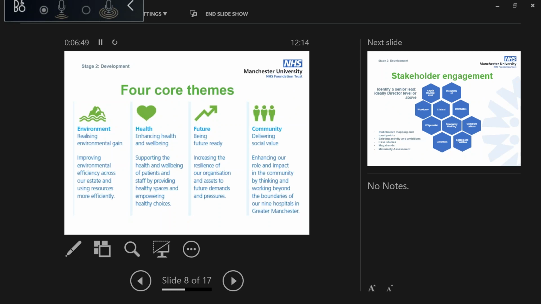Can I just jump in there? Of course, we've had a question. I have used the SDAT tool, but not the materiality assessment. How have people found the materiality assessment? Shall I answer that one?